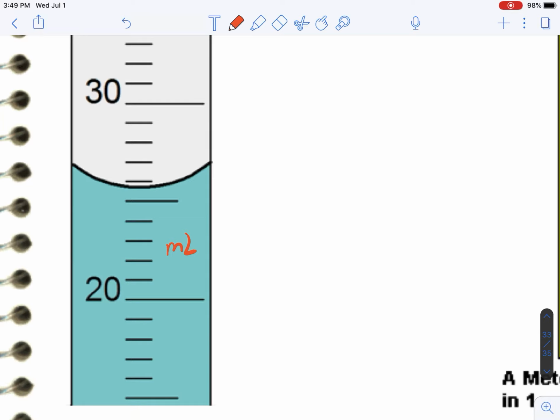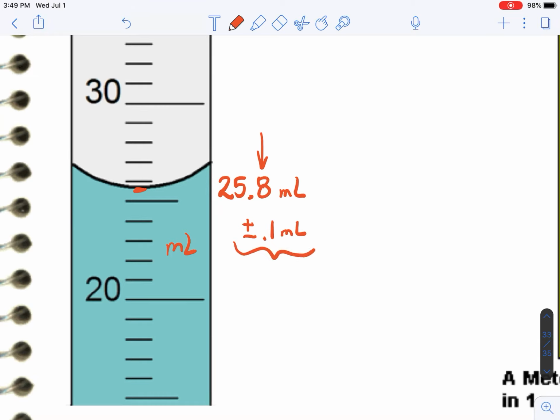We know the answer is between 20 and 30. We know the answer is between 25 and 26. And we know the answer is just below the 26 mark for the bottom of the meniscus curve. So we're going to make this, I don't know, 25.8 milliliters. Where's my estimated digit? It's in the tenths column, which means that this is going to be precise, plus or minus 0.1 milliliters.